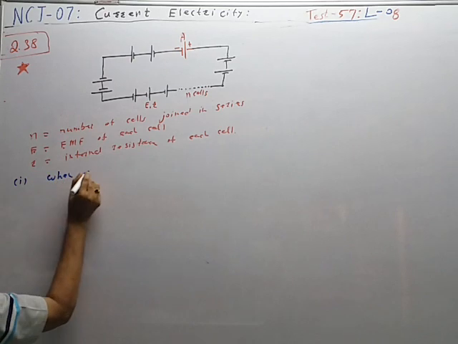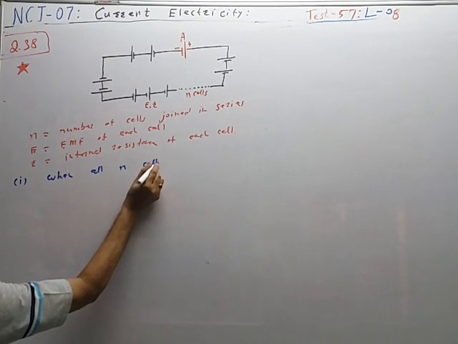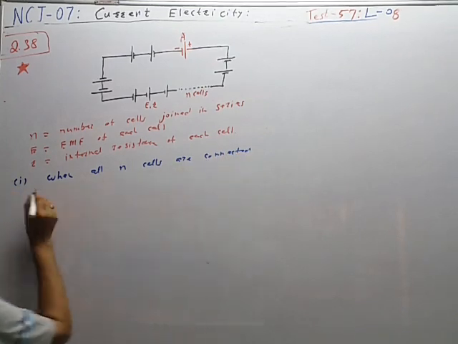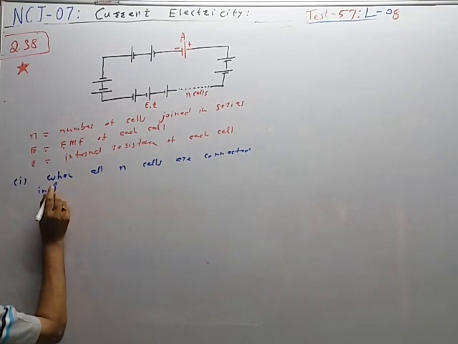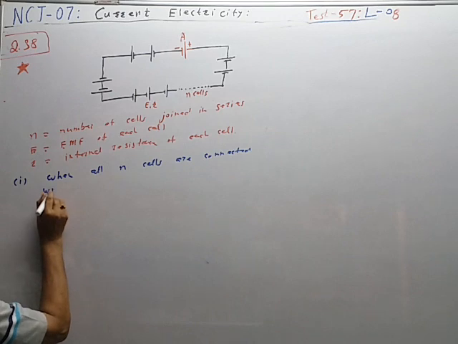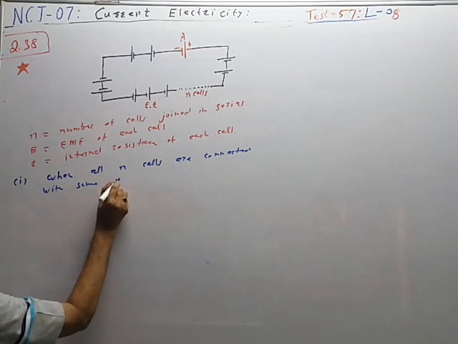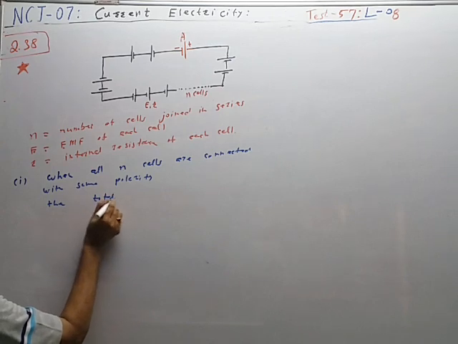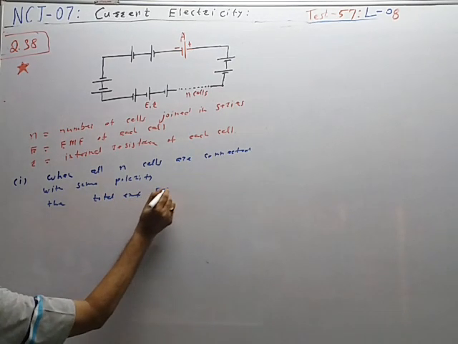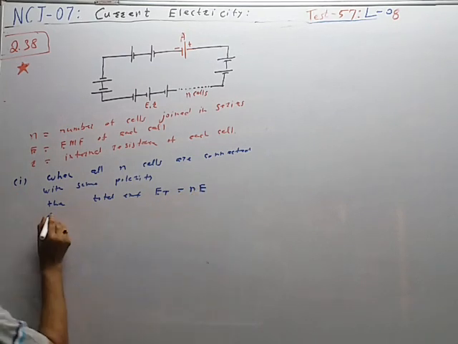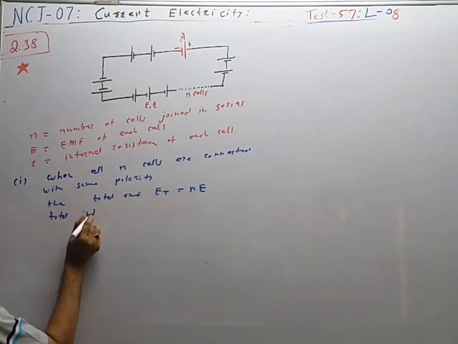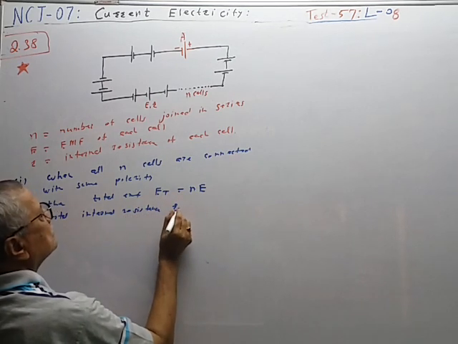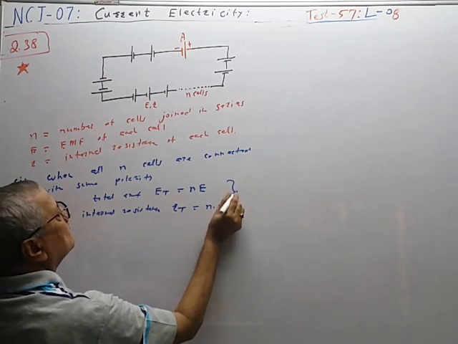When all N cells are connected with same polarity, then total EMF ET is equal to N times E. Total internal resistance RT is equal to N times R. This is equation 1.